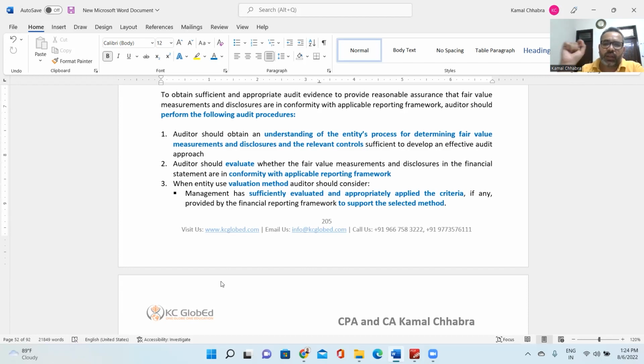Second thing is, the auditor should evaluate whether the fair value measurement and disclosure in the financial statements are in conformity with the applicable reporting framework or not. So whenever you are testing any estimate, what is more important here is to ensure that the estimate and the method which management has taken are in conformity with the reporting framework, as per US GAAP or not, as per IFRS or not, right? First is understanding the process. Second is ensuring the methods which management has taken are in line with the GAAP or not.